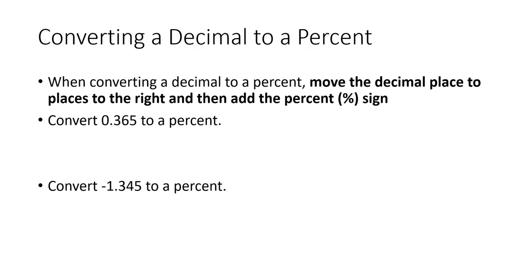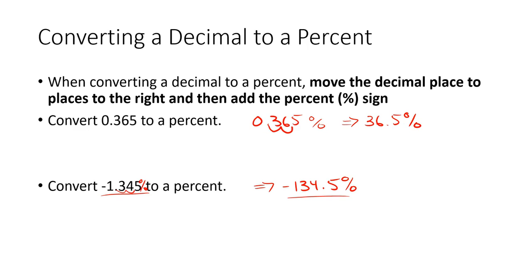Whenever you convert from a decimal to a percent, you move the decimal place 2 places to the right and then add the percent sign. This is pretty straightforward. 0.365, we're just going to move this decimal place 2 places to the right and add the percent sign so that we get 36.5%. Same thing here with negative 1.345. Move it 2 places to the right and add the percent sign. And so we get negative 134.5%. Notice numbers that are greater than 1 will lead to percentages greater than 100. Numbers less than 1 have percentages less than 100.